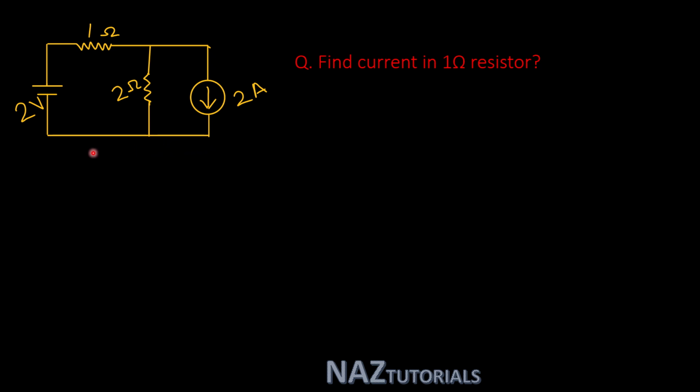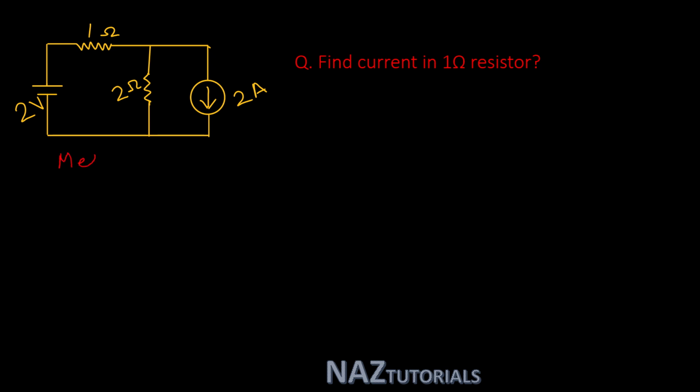And if you see a circuit, you can use one more method to reduce the circuit combinations, or to reduce the circuit loops and nodes. There is source transformation. If you have to find the current in the 1 ohm resistor, then we can transform this current source of 2 ampere in parallel with resistance 2 ohm by using source transformation. So we will see both methods for this circuit. First we see method 1.